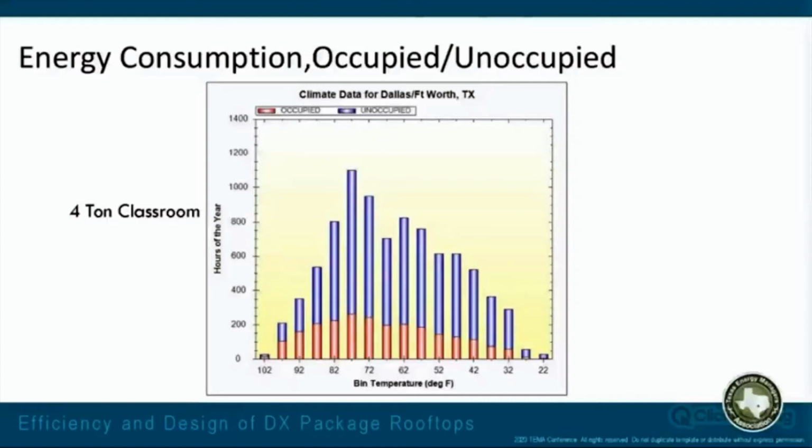So now we want to look at some energy consumption. And I modeled a 4-ton classroom. This model was done on a little bit different classroom than the previous model, but it's going to work about the same. Again, this is the climate data for Dallas-Fort Worth area. The green part of the bars you see there, and each of those bars is a 5-degree temperature increment from 102 down to 22. And the green part is your unoccupied hours. The red part is your occupied hours.